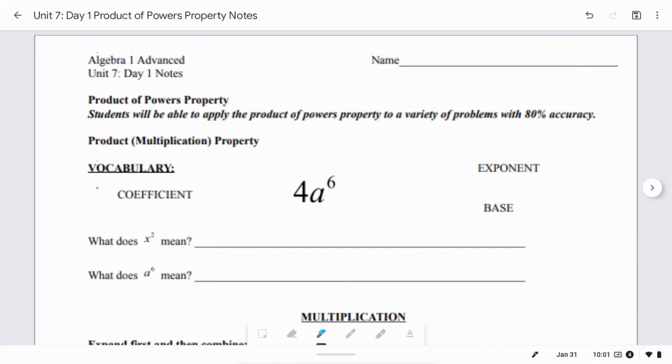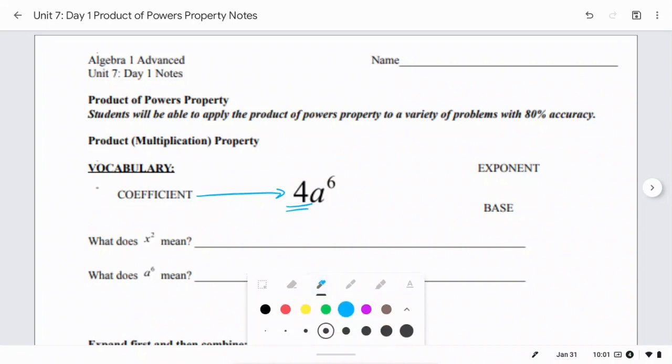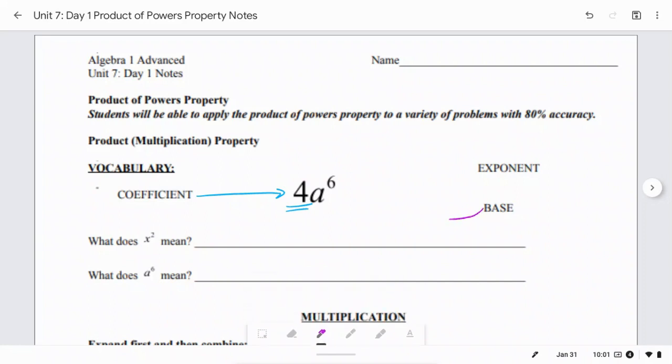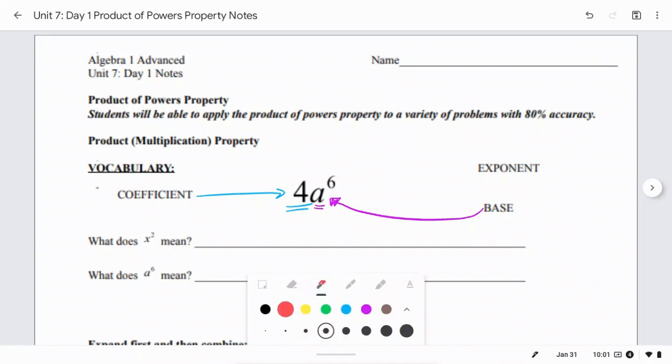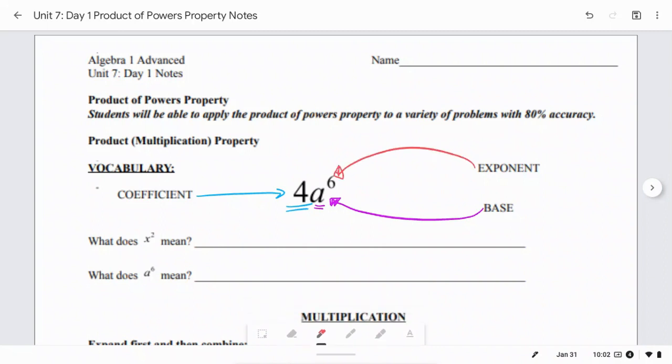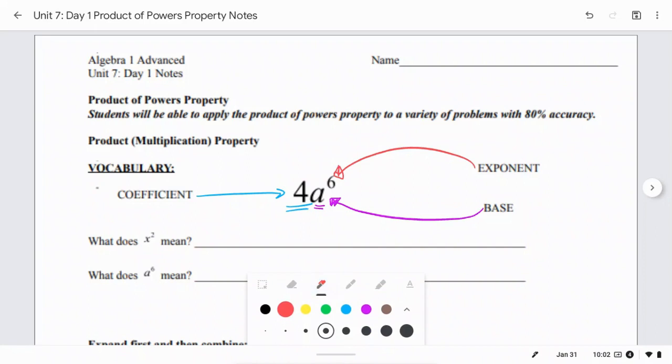First, you need to know that if there is a number in front of a variable, this is called the coefficient. So in this particular example, the 4 would be considered the coefficient. Then the number or variable that the exponent is attached to is known as the base. So A would be considered our base. And then finally, the exponent is the 6. You do need to know the difference between a coefficient, a base, and an exponent because we're going to be using that vocabulary a lot in this unit.